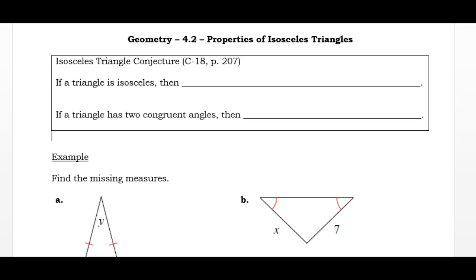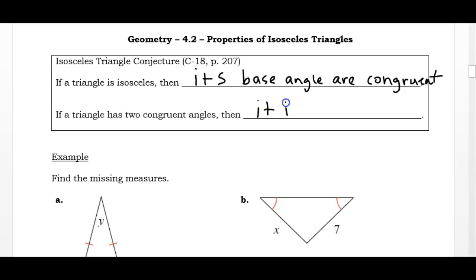This is Geometry Lesson 4.2, Properties of Isosceles Triangles. The isosceles triangle conjecture states, if a triangle is isosceles, then its base angles are congruent. Furthermore, if a triangle has two congruent angles, then it is isosceles.